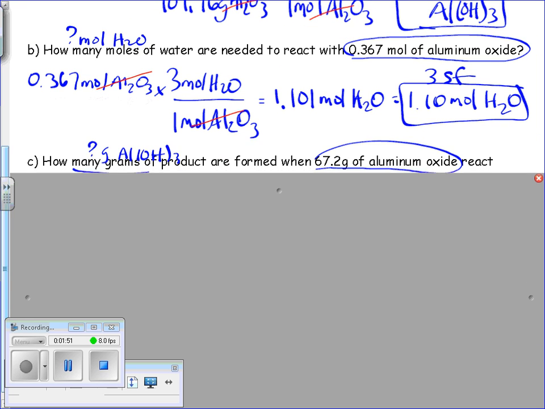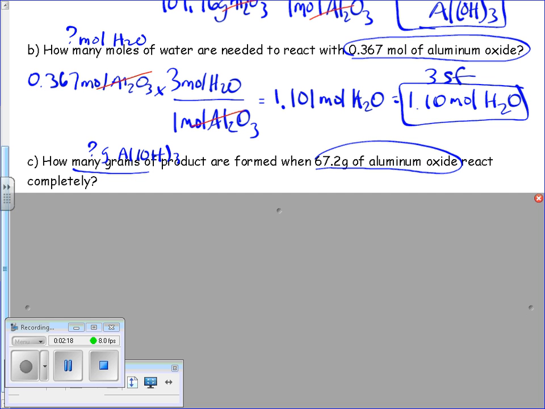And then the next one, how many grams of product? You're like, oh, this mysterious product. You know what the product is. It's aluminum hydroxide. It's formed from 67.2 grams of aluminum oxide. So we're starting with grams of a reactant. How do we get to grams of product? Grams of reactant to moles of that reactant, and then moles of that reactant to moles of that product, that aluminum hydroxide, and then moles of that product to grams. So there's a couple steps, but you know your process now.